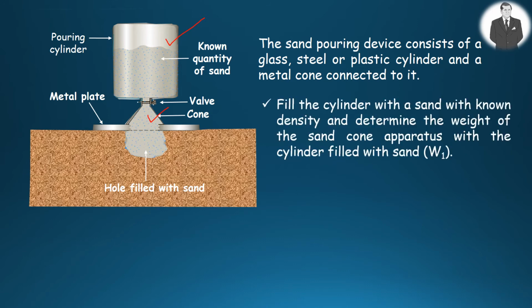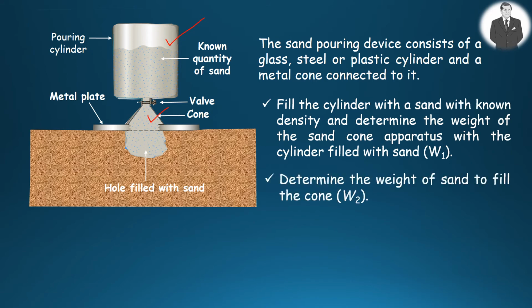Initially, the cylinder is filled with sand, preferably uniformly graded sand with known density, and the weight of the sand cone apparatus with the cylinder filled with sand is determined. The weight of sand to fill the cone is also determined.